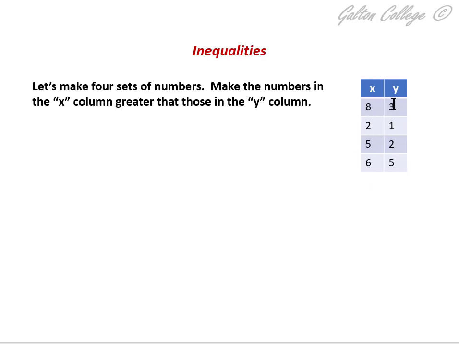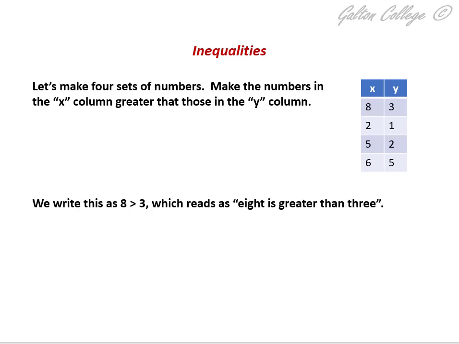So 8 is greater than 3, 2 is greater than 1, 5 is greater than 2, and 6 is greater than 5. We write 8 is greater than 3, which it is. It's bigger than 3. And we read it as 8 is greater than 3. Straightforward. Likewise, 2 is greater than 1, 5 is greater than 2, and 6 is greater than 5.